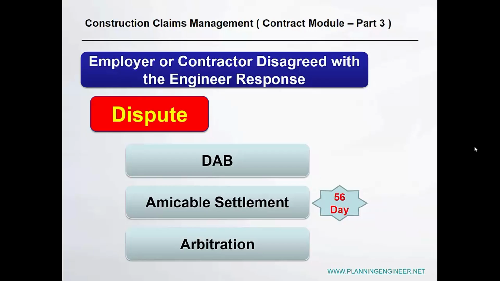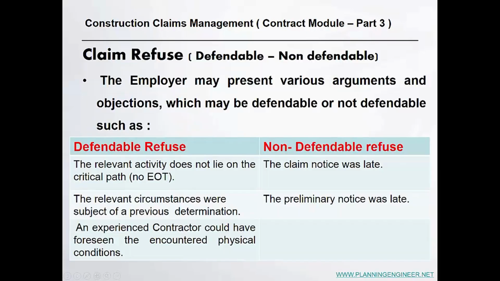And then if you have a DAB assigned in your project, you have to go to the DAB, and if you didn't succeed to finalize the claim or the dispute, now it is not a claim, it's a dispute. If you didn't succeed to solve it in the DAB, you have to try the amicable settlement, mutual agreements, and you cannot go to the arbitration, which is the last stage, before spending 56 days on the amicable settlement. So this also should be considered when you are preparing a claim.